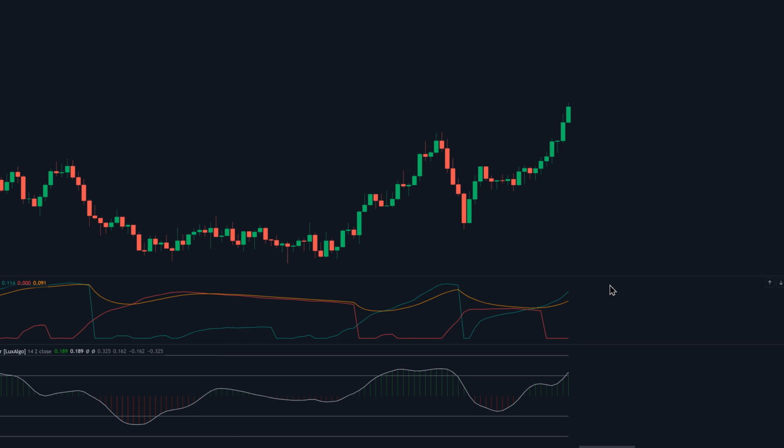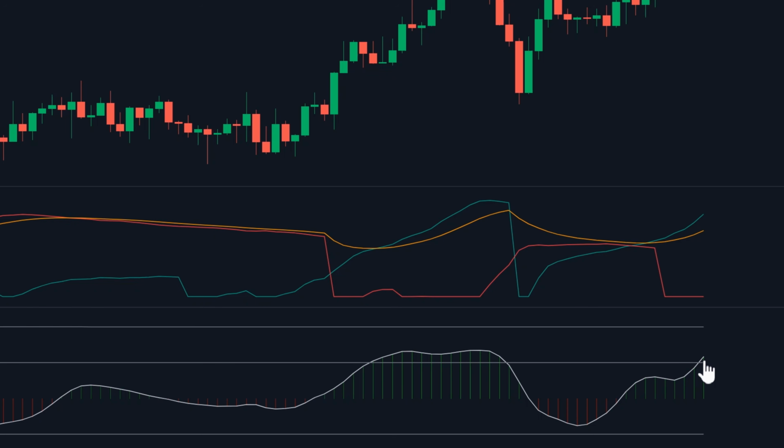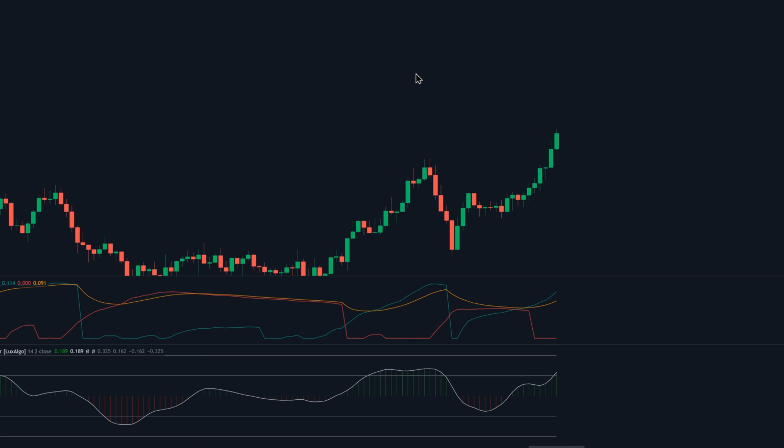And then for our entry confirmation, we're going to be looking for the first instance where the Hull Butterfly Oscillator, basically this white line, crosses above this first upper level to indicate that the market is in a strong bullish trend. If we look at this indicator closely, you will notice that this is the first instance of that crossover, which makes this entry our entry candle. So we take a long position.